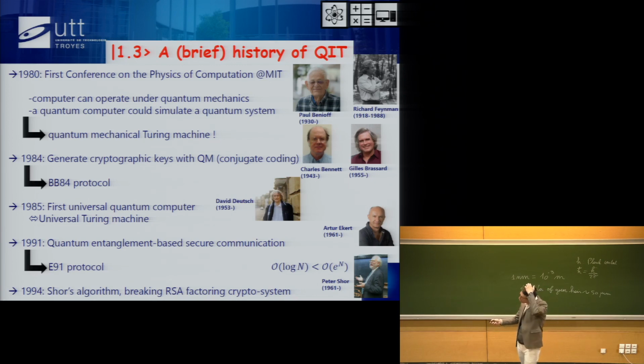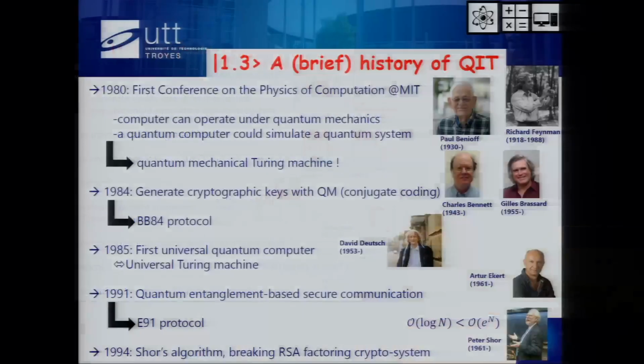And perhaps the notion of the so-called quantum mechanical Turing machine was born at the time. Okay, a sort of universal computer using quantum physics could actually exist. So that was the first aspect.